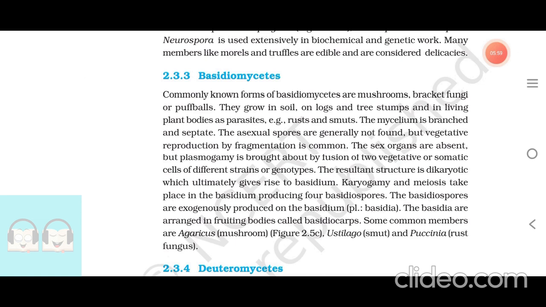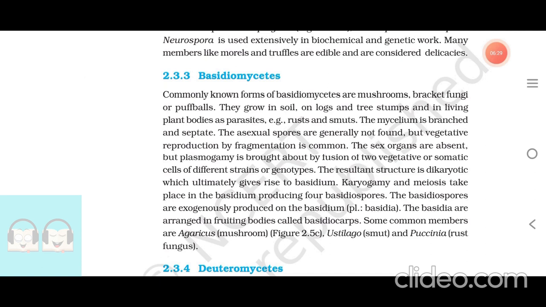The sex organs are absent, but plasmogamy is brought about by fusion of two vegetative or somatic cells of different strains or genotypes. The resultant structure is dikaryotic, which ultimately gives rise to basidium. Karyogamy and meiosis take place in the basidium, producing 4 basidiospores. The basidiospores are exogenously produced on the basidium (plural basidia). The basidia are arranged in fruiting bodies called basidiocarps.